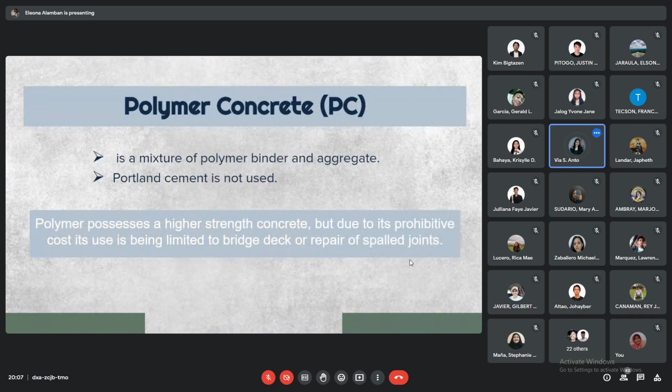Next. So the last type is polymer concrete or PC, which is a mixture of polymer binder and aggregate. In polymer concrete, Portland cement is not used. Polymer concrete possesses a higher strength, but due to its prohibitive cost, its use is limited to bridge decks or repair of sewer joints.